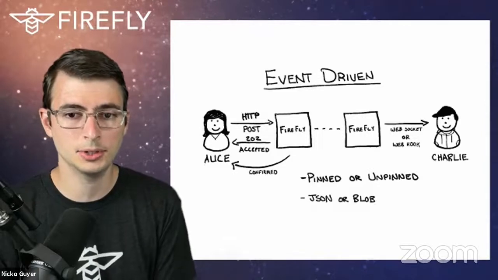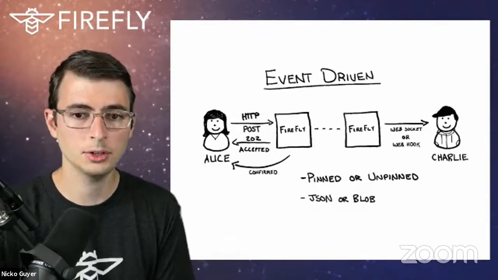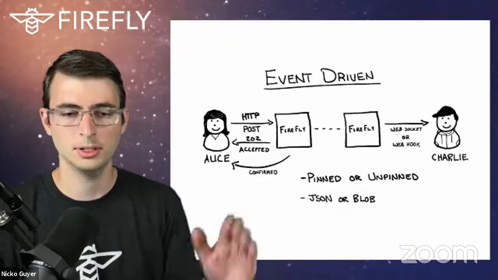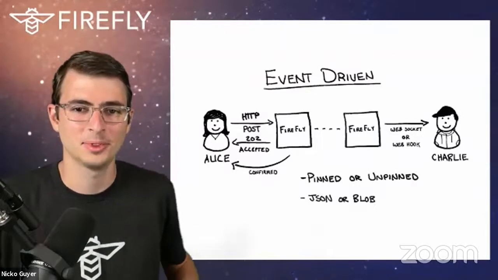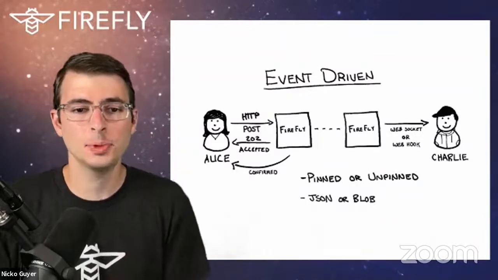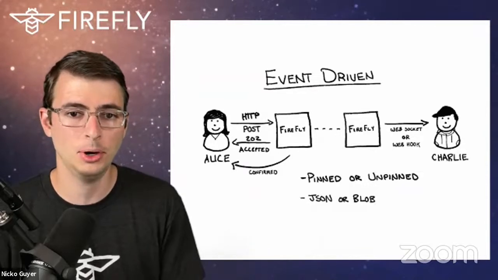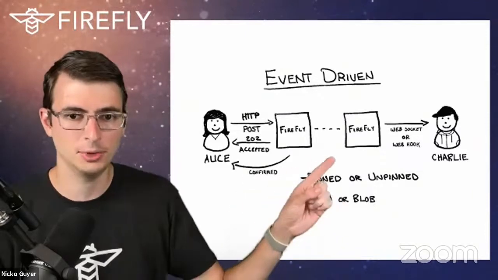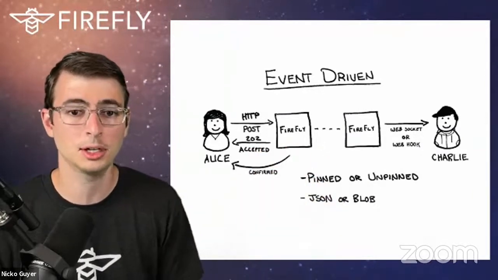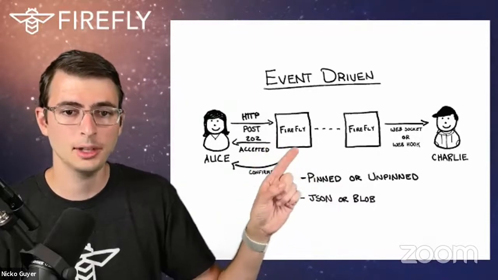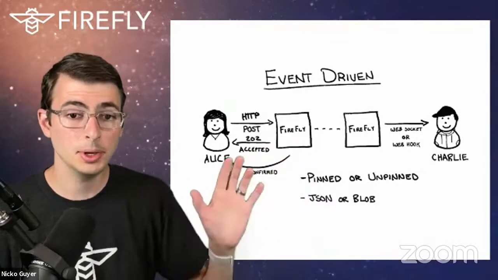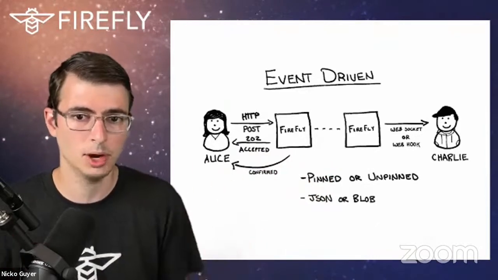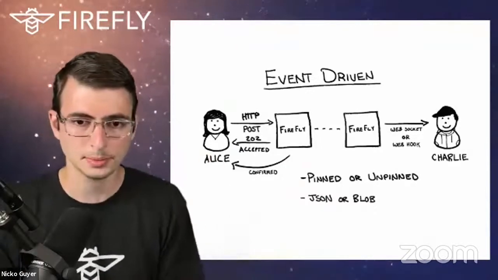So Alice has a piece of data she wants to send to Charlie. So she makes an HTTP post to the Firefly API. For the sake of this diagram, I've simplified the communication here. So their Firefly nodes talk, but once Alice's Firefly node has received the data, she immediately gets a 202 accepted back, and that says that Firefly has received her request and it will process it.